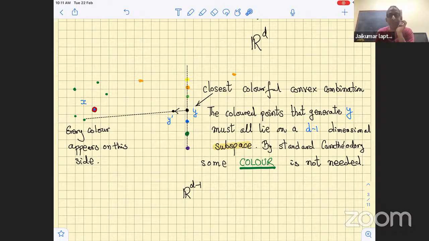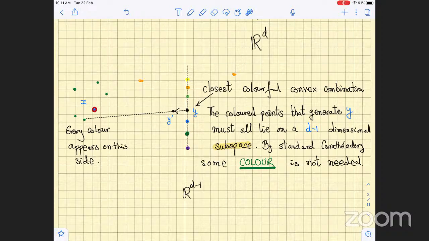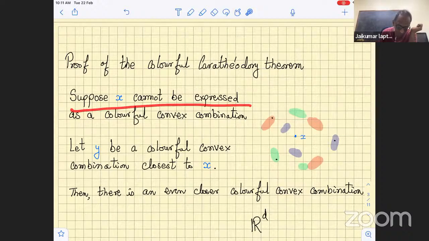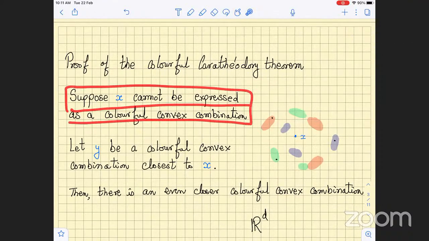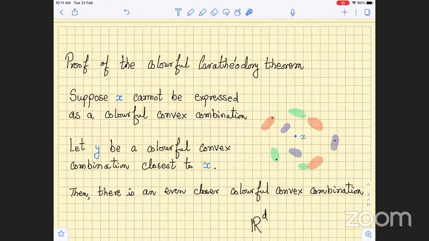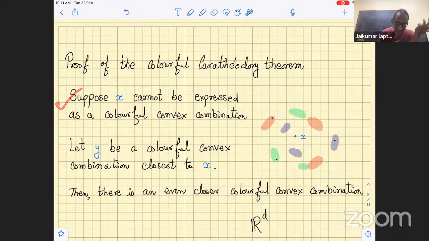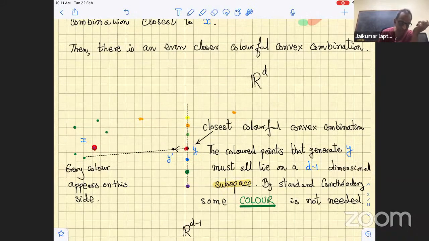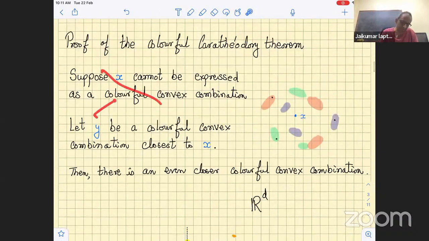End of proof. So the contradiction is that x not equal to y cannot be true. How did we start? Suppose x cannot be expressed as a colorful combination. Let y be the closest point. The only assumption we made was that x cannot be expressed. Hence, it must be the case that this y must have been x itself, or there is a contradiction. So the assumption must be false. That means x can be expressed. Is this okay? Yes.